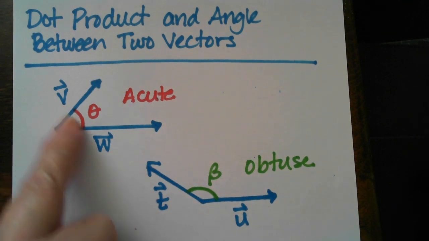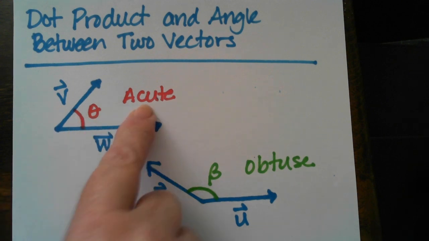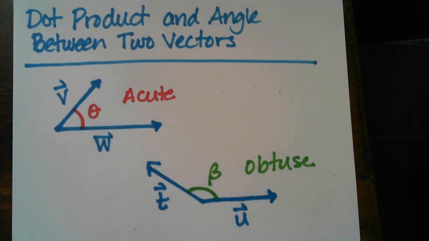I have two vectors, v and w, and the angle between those two vectors is an acute angle, meaning it's less than 90 degrees. I have two other vectors, vector t and vector u, and the angle between them is greater than 90 degrees, and so it is obtuse. You'll never have an angle that is greater than 180 degrees, because you always find the angle that is less than 180 degrees to talk about as the angle between the two vectors.